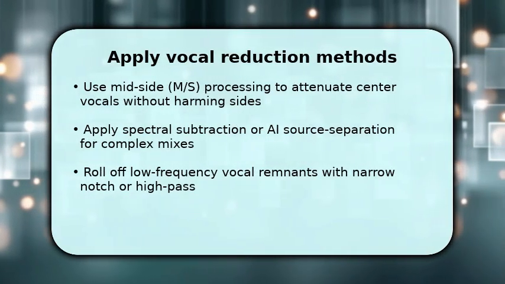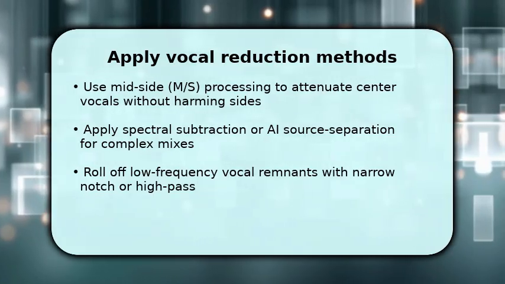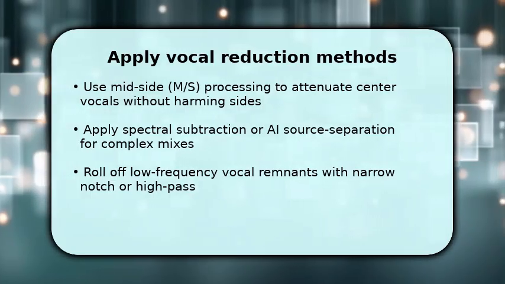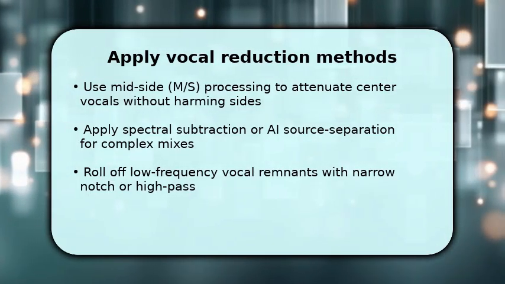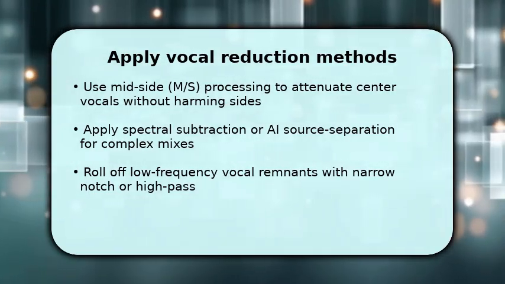For simple tracks, perform mid-side processing to reduce the center channel where vocals usually live. Lower mid-gain by 6 to 12 dB and listen. For dense mixes, run an AI source separator to extract stems and keep the music stem.